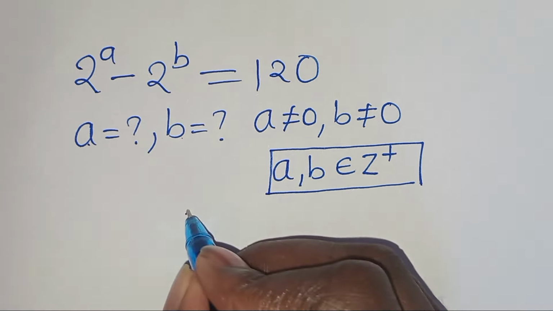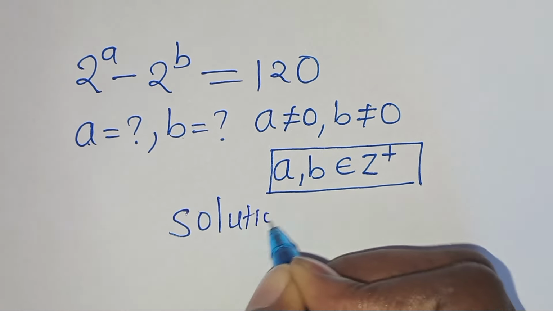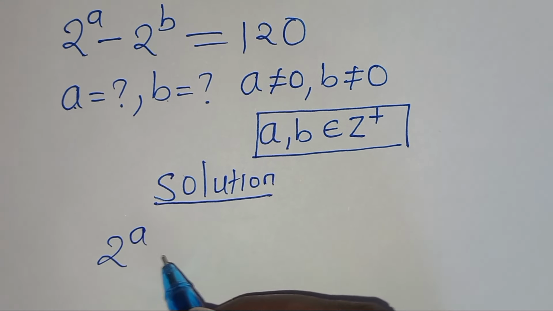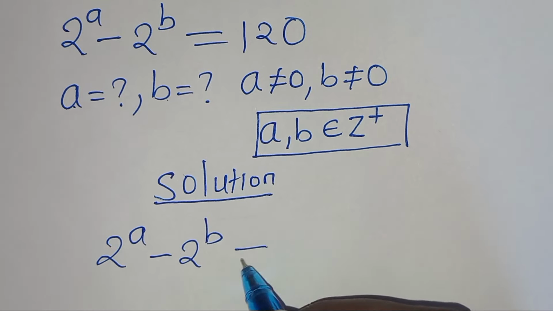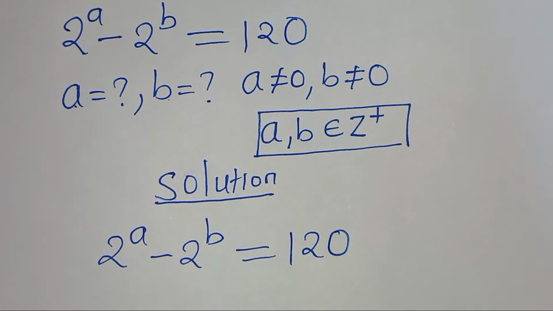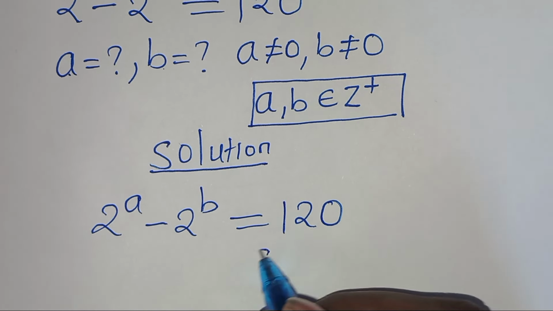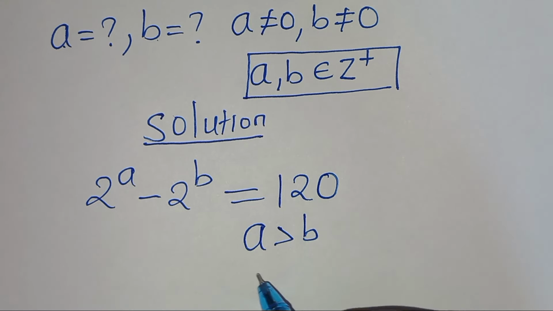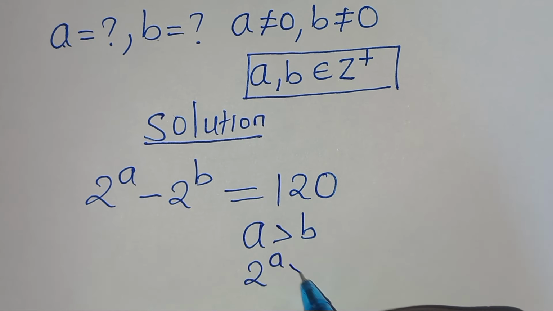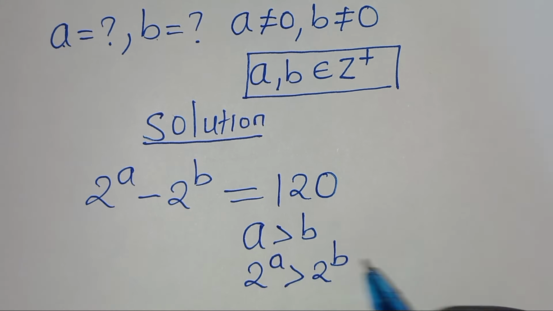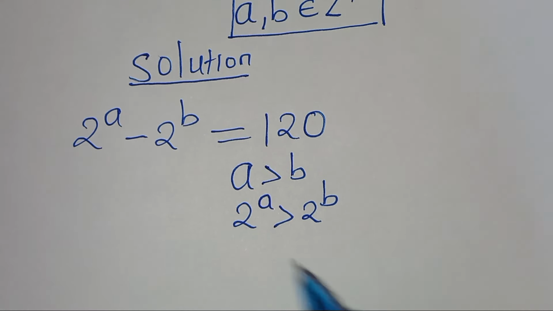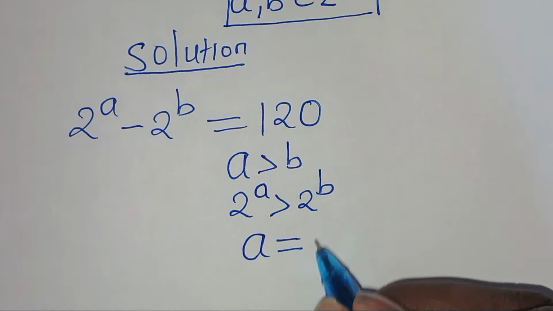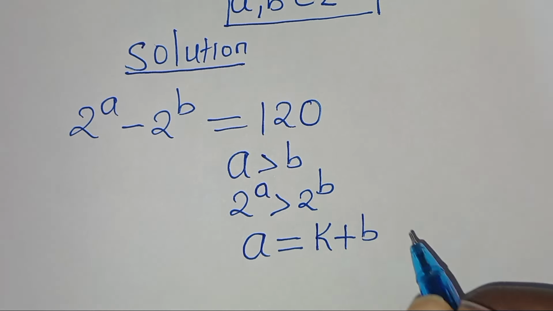So let's provide a solution from here. Now, we have 2 to the power of a, subtract 2 to the power of b. This is equal to 120. In this case, we have that a is greater than b. And this implies that 2 to the power of a is greater than 2 to the power of b. Now, this implies here that we can establish that a is equal to some number k, then plus b.